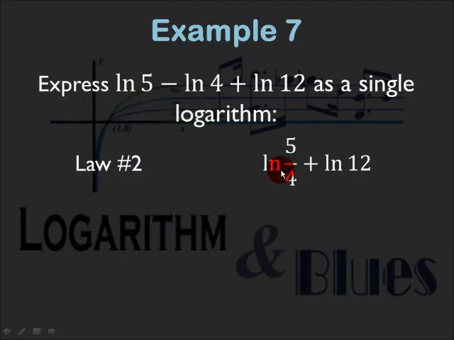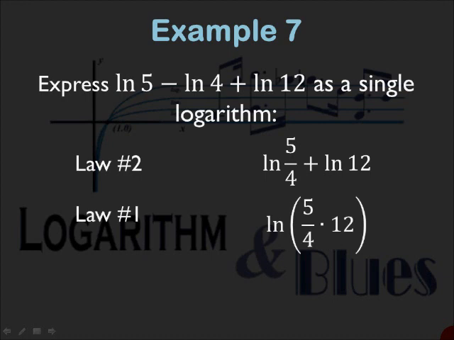Combine the first two terms into one. The natural log of 5 minus the natural log of 4 is equal to the natural log of 5 over 4, plus the natural log of 12. Now you see you have a sum of the natural log of two numbers, so you can multiply those together using the first law. 5/4 times 12 simplifies to 15, and that's your answer, the natural log of 15.